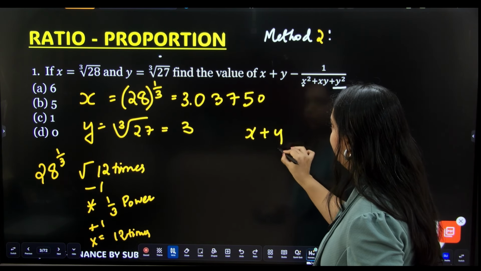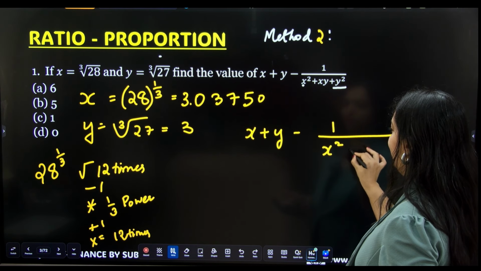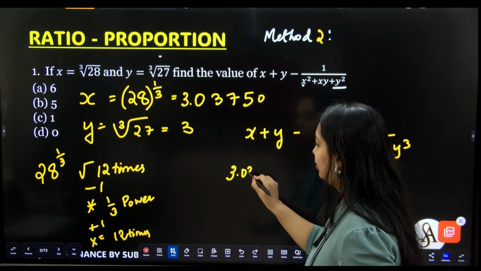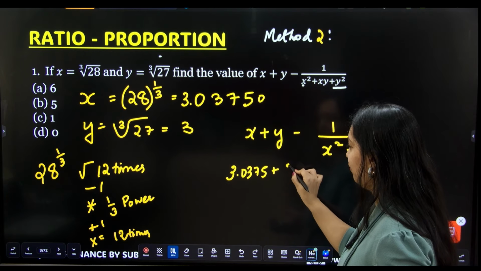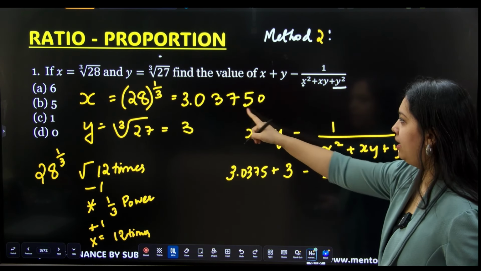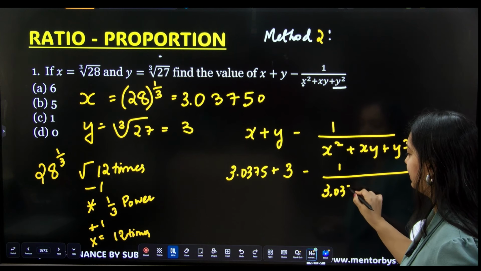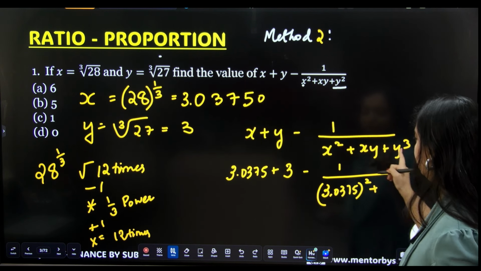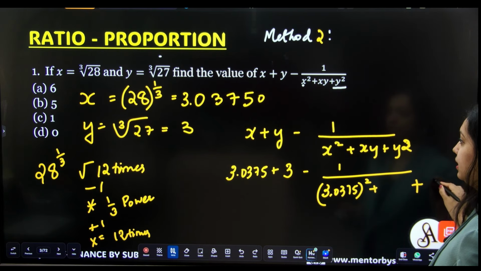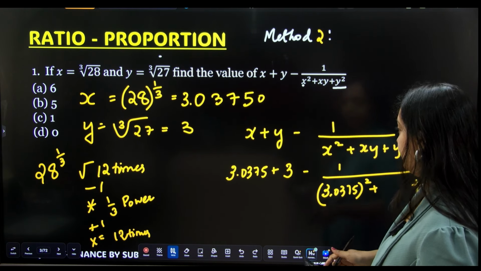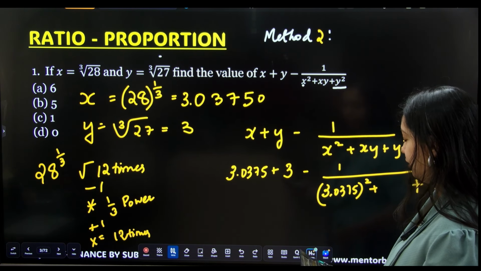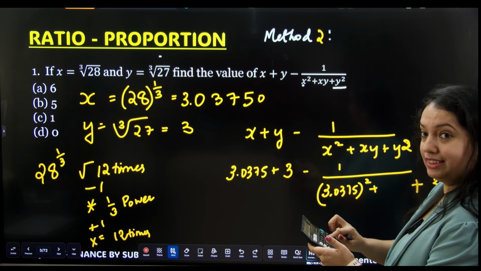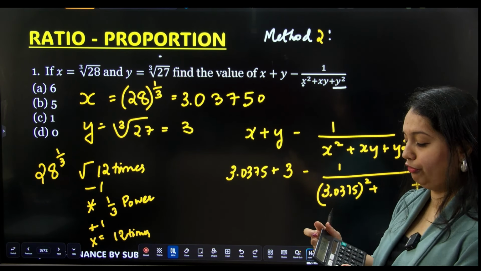Now, in this expression, we will replace the x and y values. I have x plus y minus 1 divided by x square plus xy plus y square. Replace the values. The x value is 3.0375, plus the y value, which is 3, minus 1, divided by x square, 3.0375 square, plus x into y, this into this, plus y square, which is 3 square. Let's do this on the calculator. Taking the denominator first, 3.0375 square, I'm getting 9.45.